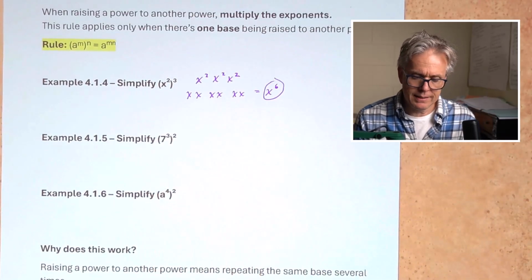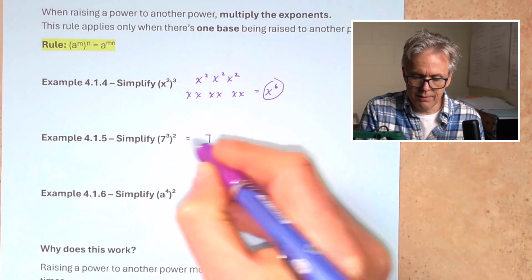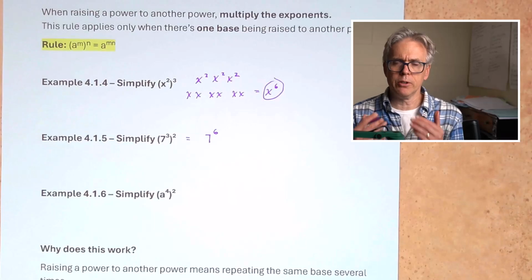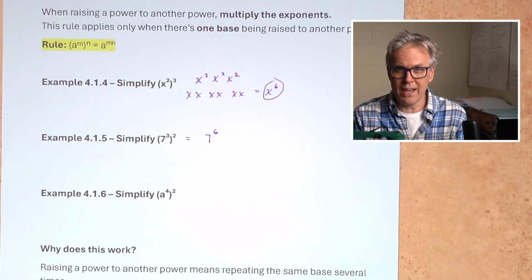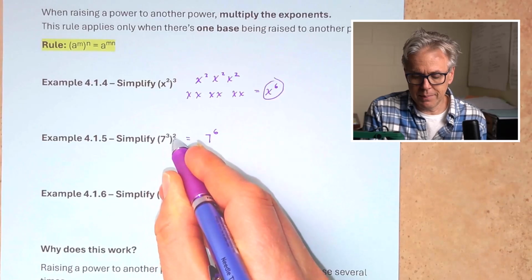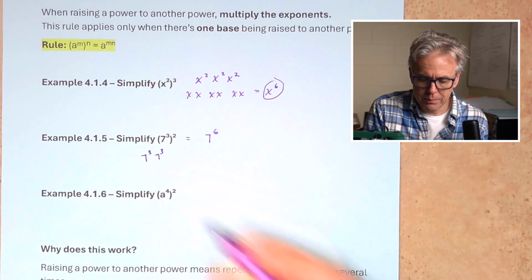Try this one, 7 cubed squared. So this is simply going to be 7 to the 6th power. And again, when you're first learning these, you may actually have to sort of write them out to make sure they make sense to you. You've got to make sense of this yourself. So what's it mean to square something? Well, it means I'm going to have 7 cubed times 7 cubed.